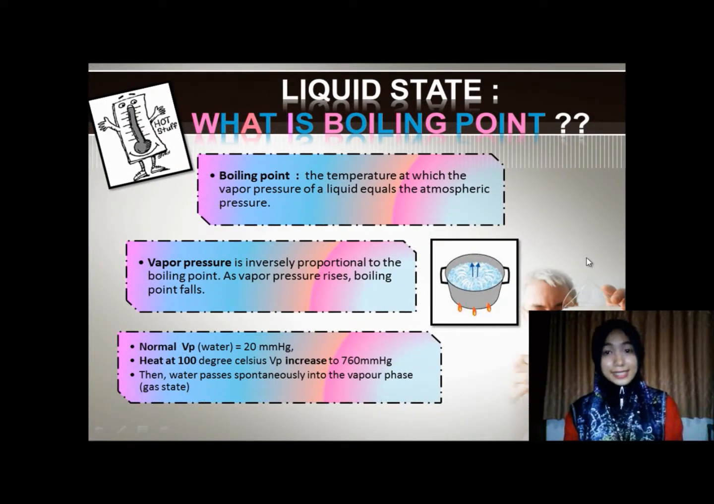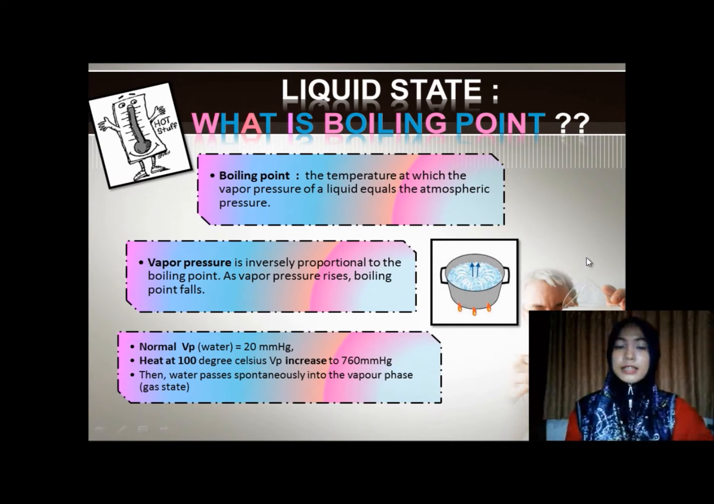Liquids are more dense than gases, are not compressible, and possess less kinetic energy than gases. Liquid consists of a boiling point itself. So what does it mean about boiling point? Boiling point means the temperature at which the vapor pressure of the liquid equals the external atmospheric pressure. And the vapor pressure is inversely proportional to the boiling point. So when the vapor pressure rises, the boiling point will directly fall.